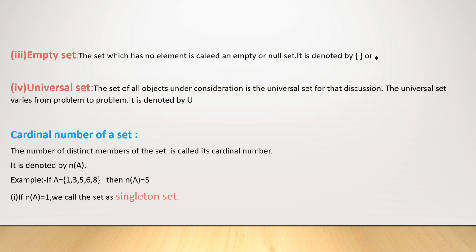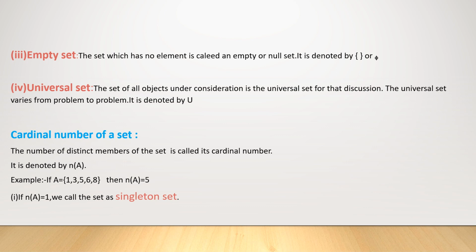Cardinal number of a set. The number of distinct members of the set is called its cardinal number. It is denoted by n(A). Example: if A = {1, 3, 5, 6, 8}, then n(A) = 5 because the set A has 5 distinct members: 1, 3, 5, 6 and 8.